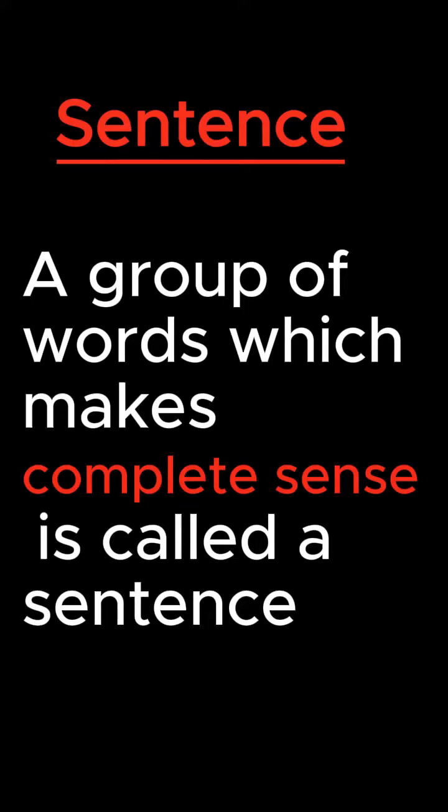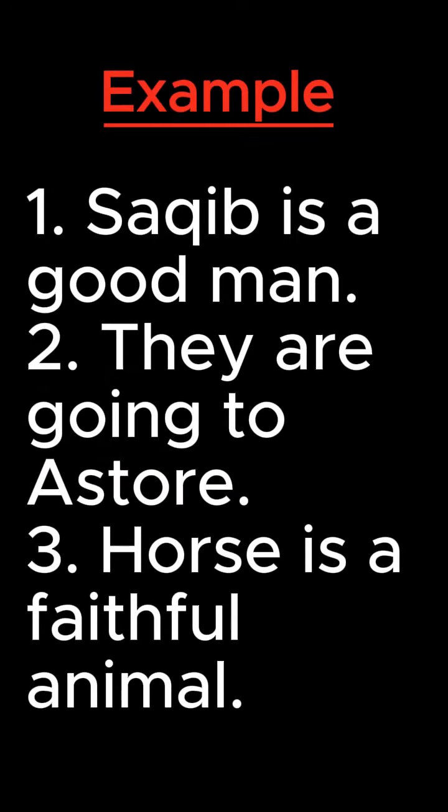Sentence. A group of words which makes complete sense is called a sentence. Example: 1. Saqib is a good man. 2. They are going to a store. 3. Horse is a faithful animal.